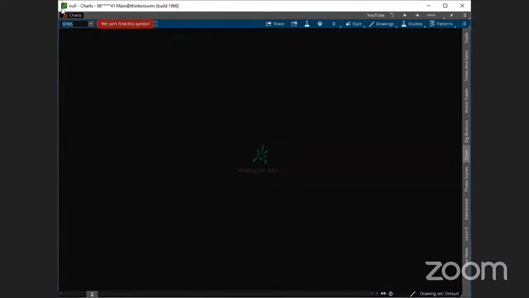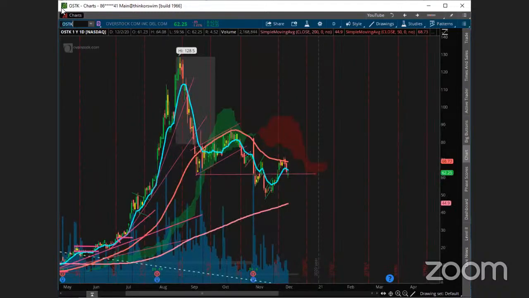OSTK. Overstock, if I can type that in there. That's great. I appreciate it. So overstock, again, holding that prior support level down here, right? So it's just kind of hanging on to that right now. This thing's been epic with its little bear flags down. So let's see how it goes. Let's see how it holds those levels. If it breaks down below today's lows, could be a little bit iffy on that one.